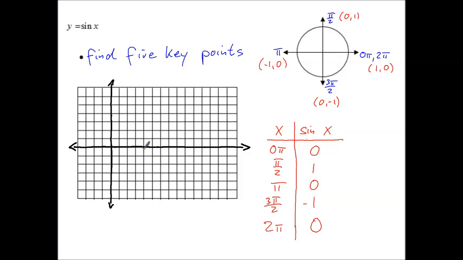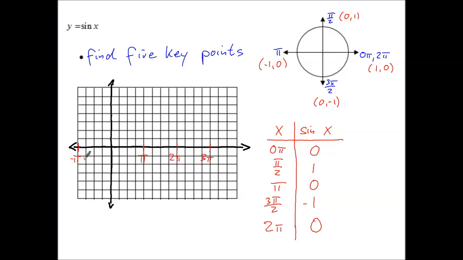For pi, we're going to use 4 boxes. So go 4 boxes to the right, and here we're going to have pi. 4 more boxes would then be 2 pi. 4 more would be 3 pi. And obviously to the left, 4 would be negative pi.